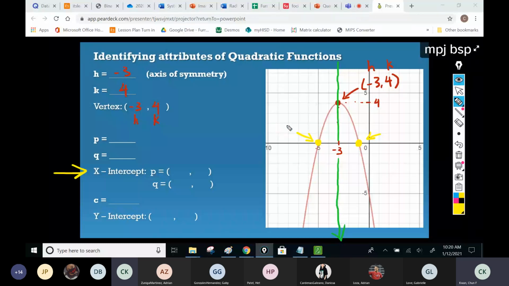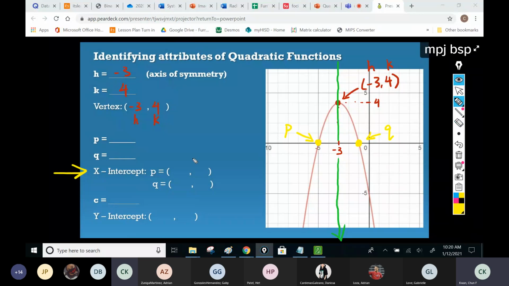So I'm going to call one of them P, and then I'll call the other one Q. They are interchangeable. You can totally swap them. It doesn't matter which one is P, which one is Q. But usually, people like to put the P on the left, the Q on the right. And then let's find the location of P and Q.